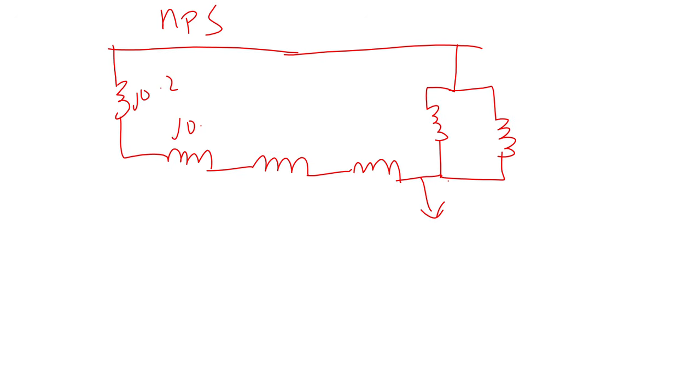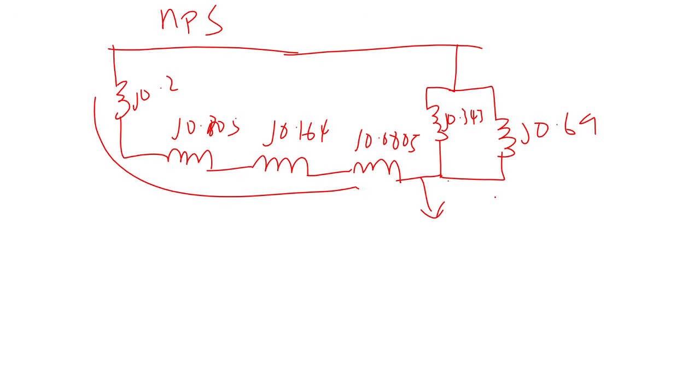Here was J0.2, J0.0805, J0.164. Here is J0.0805. And here was given as J0.345. And we have here as J0.69. So the same way, all these are in series, all these are in parallel. You put them together, you're going to get X2 to go to J0.16. And this is how we get our NPS value.